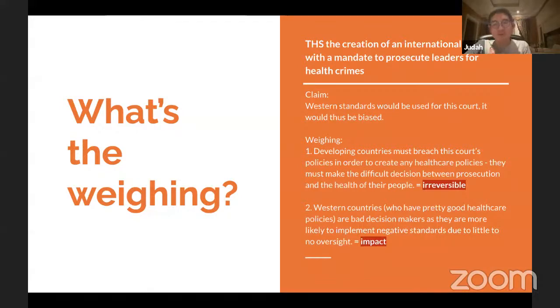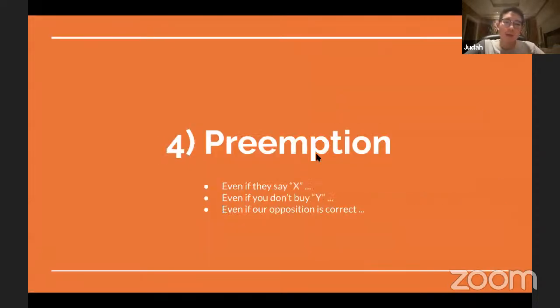This claim about bias wins the round because we prove to you the largest harm that can happen, but also we prove to you the harm is irreversible and certain to happen, right? So I think there are about two things that apply to this one sentence here. It is irreversible and it is certain to happen because you force them into that really difficult decision of prosecution or ensuring the health of their people through local health policies.